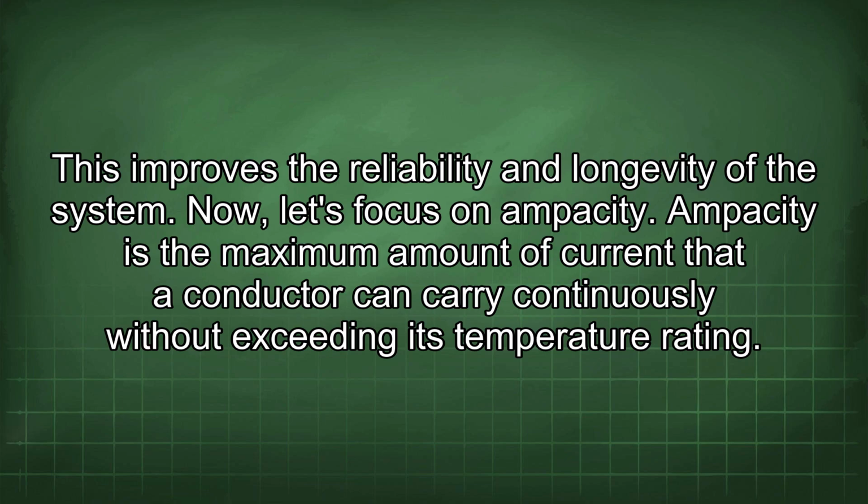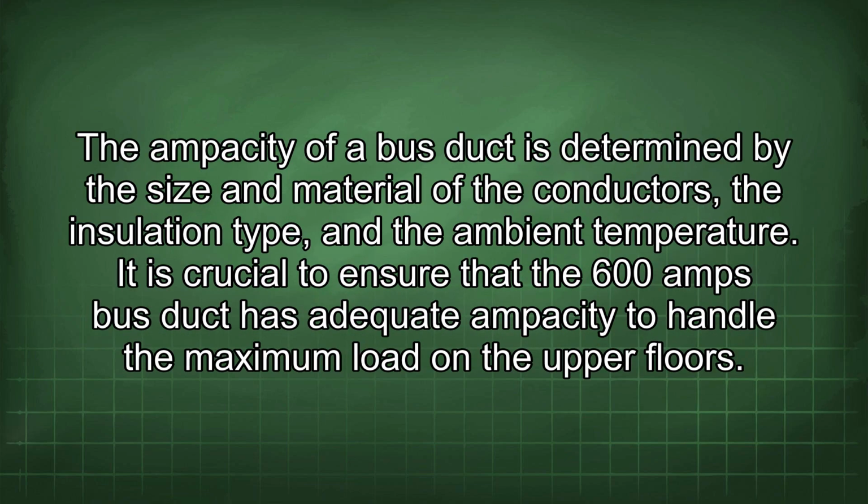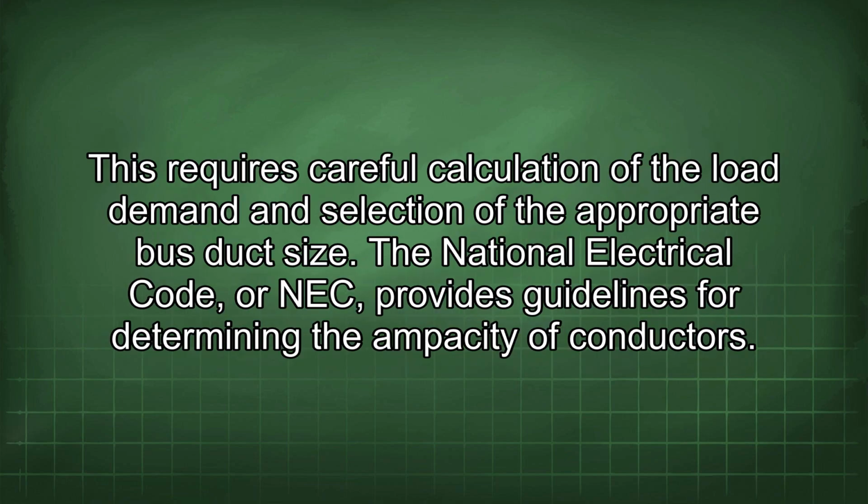Now let's focus on ampacity. Ampacity is the maximum amount of current that a conductor can carry continuously without exceeding its temperature rating. The ampacity of a bus duct is determined by the size and material of the conductors, the insulation type, and the ambient temperature. It is crucial to ensure that the 600 amps bus duct has adequate ampacity to handle the maximum load on the upper floors. This requires careful calculation of the load demand and selection of the appropriate bus duct size.